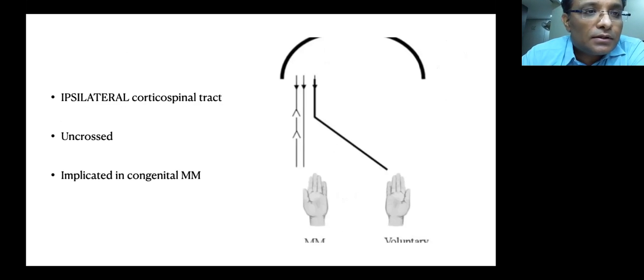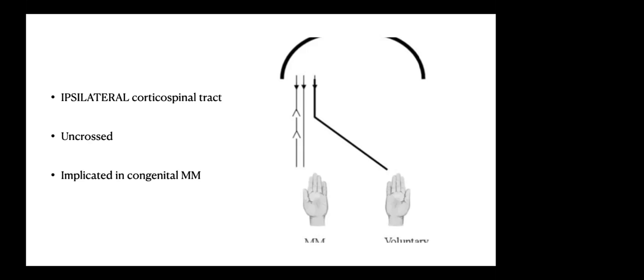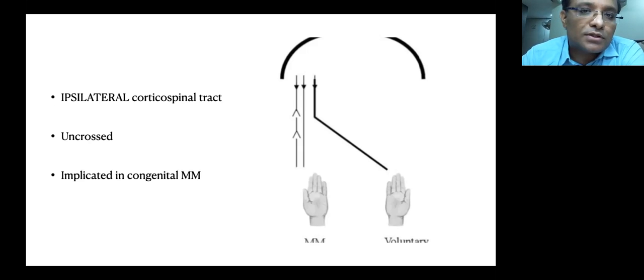Now this is the second. As we have discussed, the presence of an ipsilateral corticospinal tract, which is uncrossed, is implicated with these mirror movements of this hand and voluntary movements of this hand. So whenever there are voluntary movements, the mirror movements will come on this side because of this ipsilateral uncrossed corticospinal tract. So these first two mechanisms are generally implicated in congenital mirror movements.